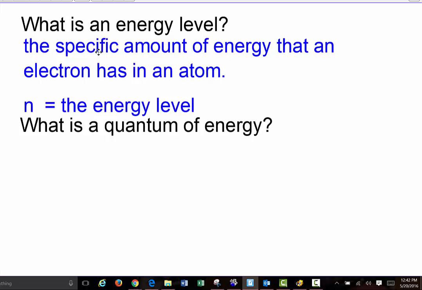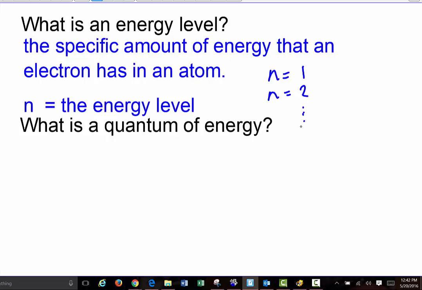And we usually use the letter n to represent the energy level. So for example, if n is equal to 1, that represents the first energy level. We also have n equals 2 and so on, going all the way up to n equals 7.